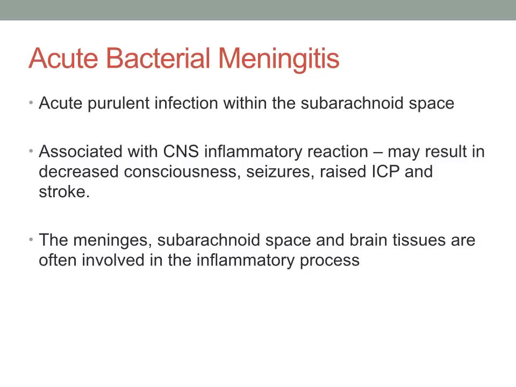The meninges and the subarachnoid space, along with the brain tissue, the actual parenchyma itself, all can be involved in the inflammatory process. So you can easily have one process that leads into another, from a meningitis to an encephalitis to a focalized infection. It all just depends on the pathogen and the pathophysiologic process that's taking place.